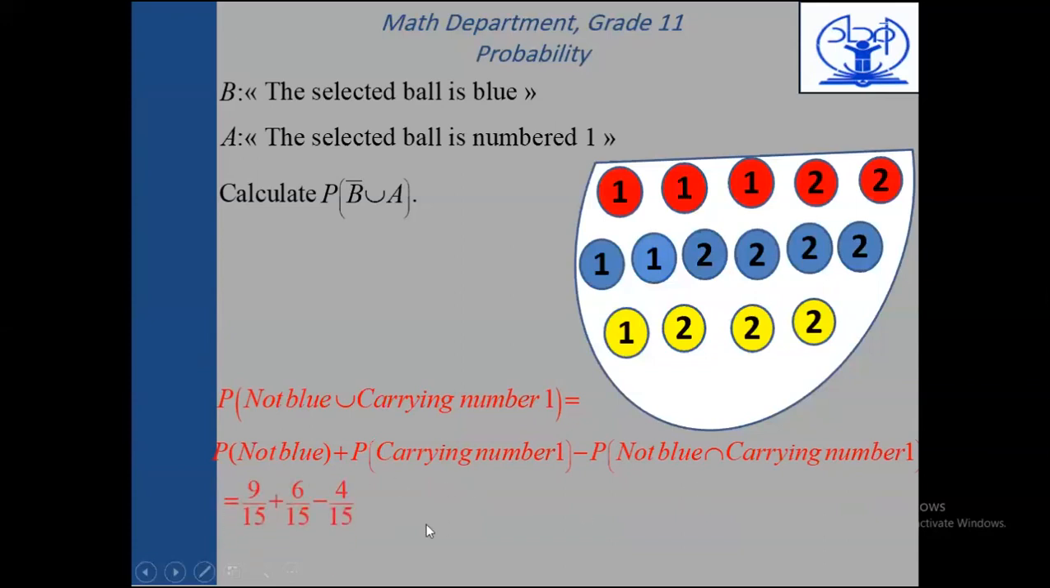So not blue is clear. Carrying number 1, simply count them. 3 plus 2 plus 1, 6. Finally, not blue and carrying number 1, that's easy. Not blue and carrying number 1, this ball here, and these 3 balls here. So these are 4. So the answer is 11 over 15. Thank you for this session for today.